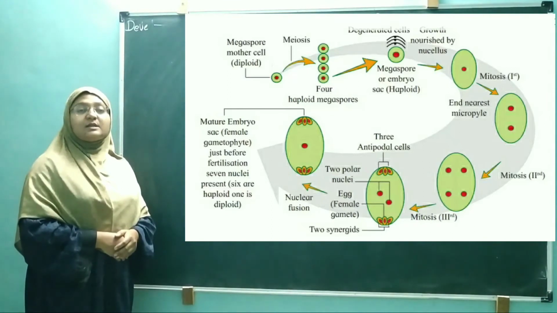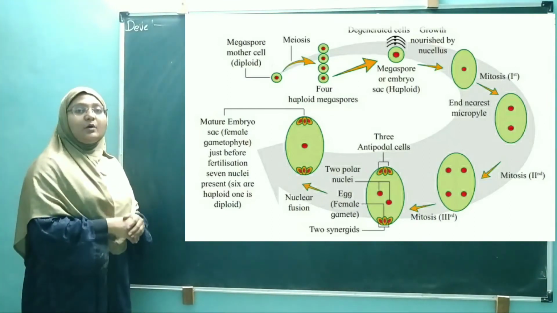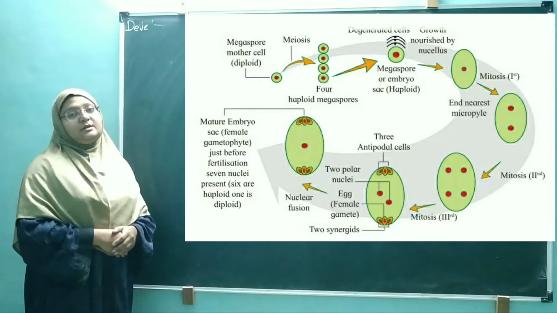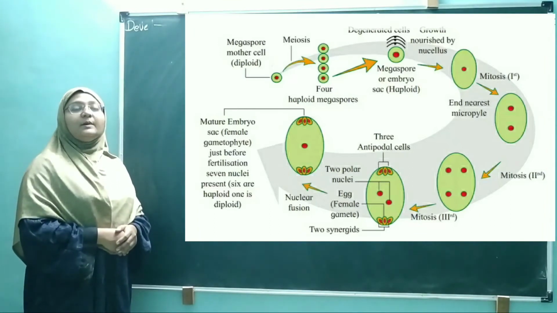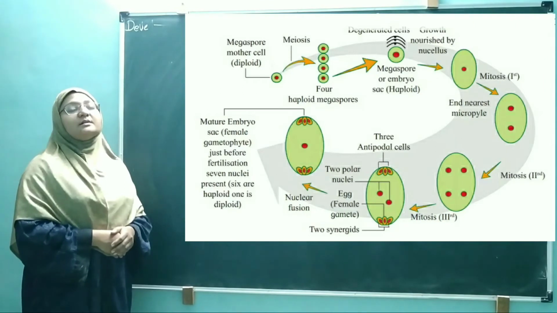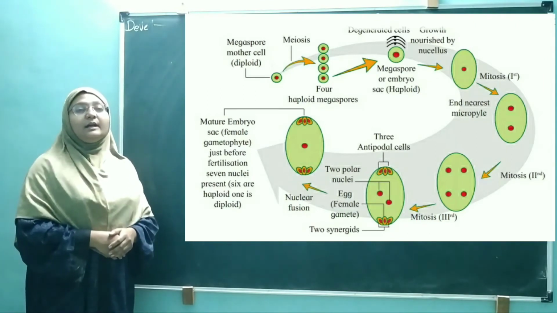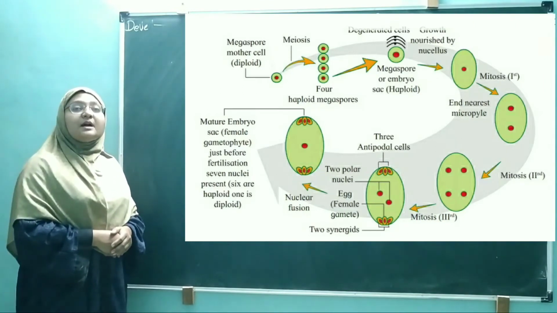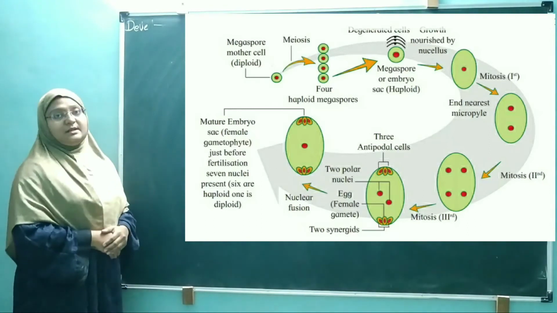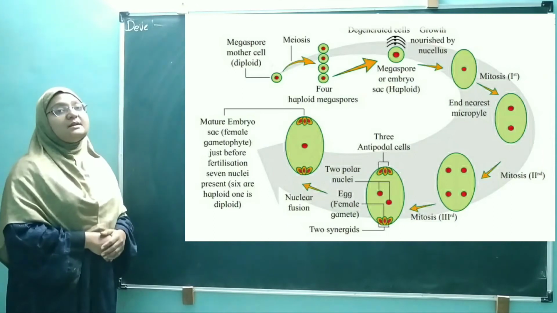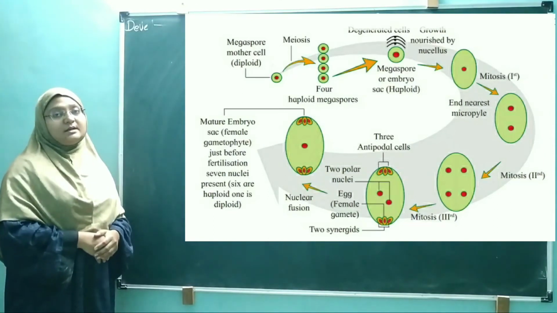ये nucellus के अंदर sporogenous cells रहते हैं जो कि diploid रहते हैं. These nucellus, which contain the diploid sporogenous cells, they develop into the mother cells. अभी डिप्लॉयड हैं, किसमें डेवलप हो रहे हैं? सॉरी, मेगास्पोर मदर सेल्स में डेवलप हो रहे हैं. That is called the MMC. See the diagram, MMC is called the megaspore mother cells.